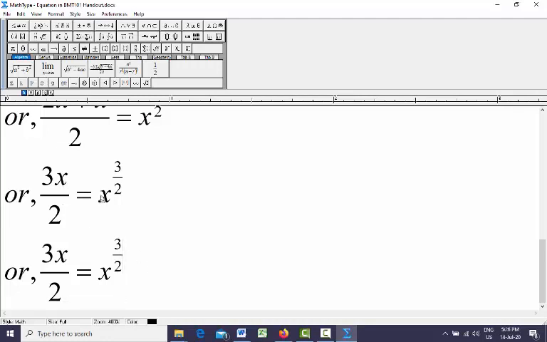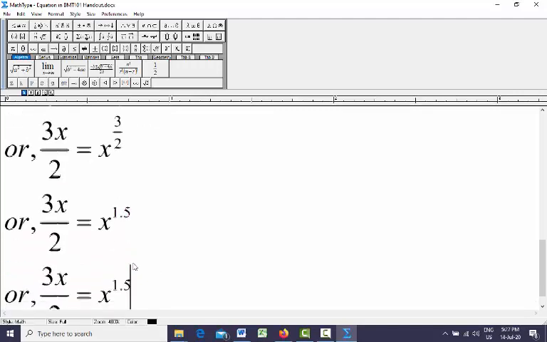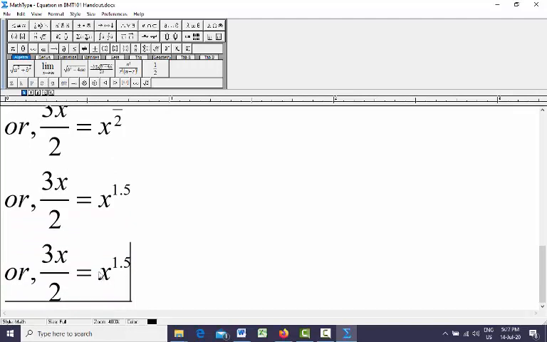Here we will bring all the x's on the same side. So this 3 by 2 can be written as 3 divided by 2, which means 1.5. We can write it that way. And now we will bring all the x on the same side.